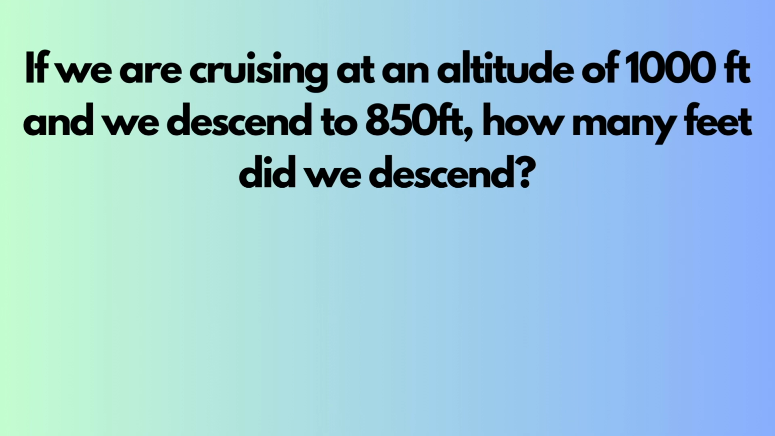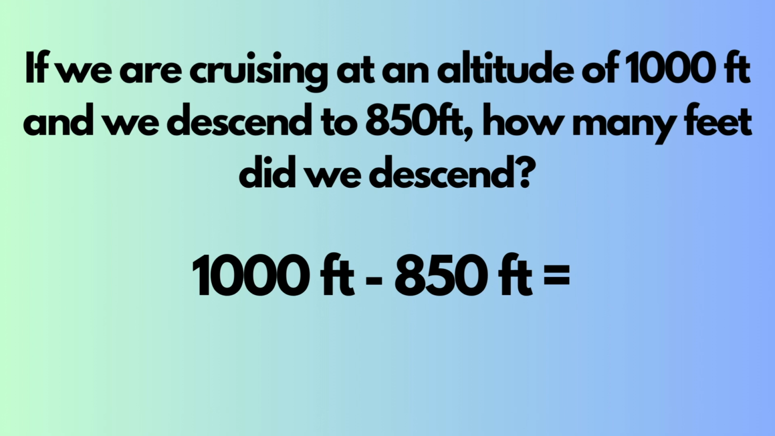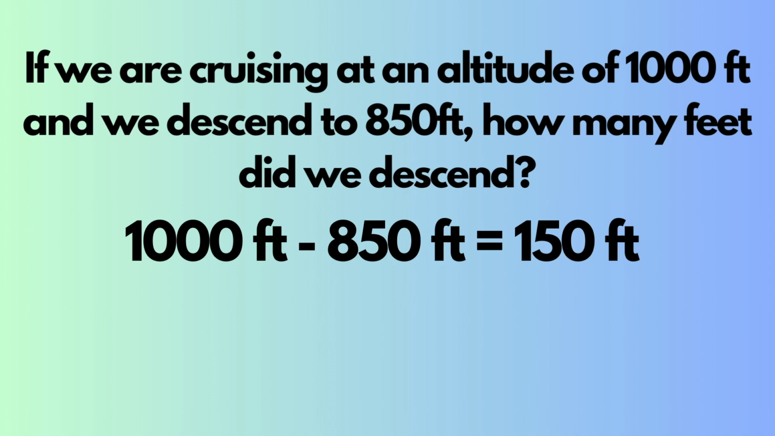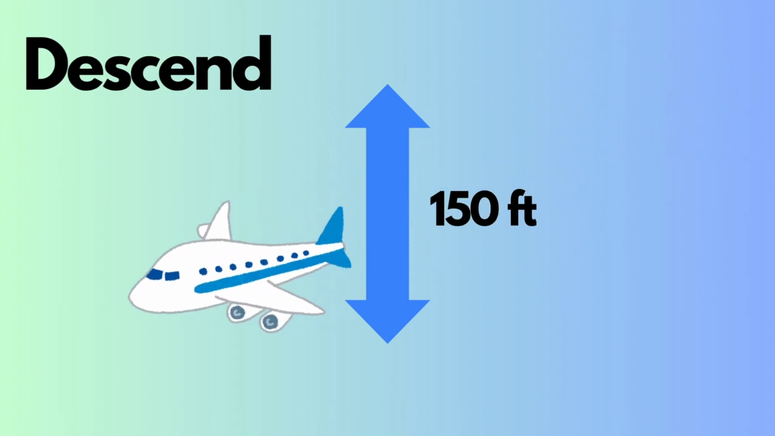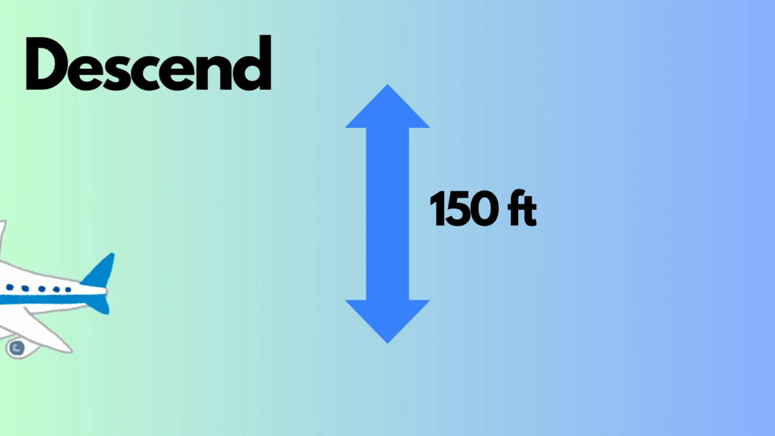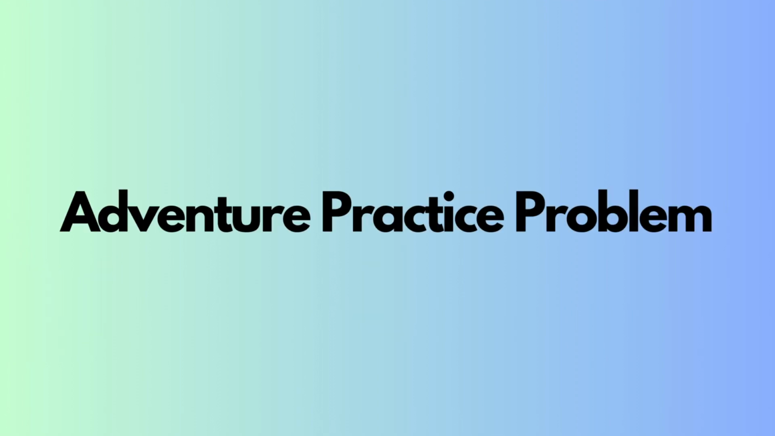If we are cruising at an altitude of 1,000 feet and we descend to 850 feet, how many feet did we descend? Let's do subtraction to see the difference. 150 feet. Let's go ahead and look at the outside of the aircraft. So we're flying at 1,000, we go down 150, and then we're cruising at 850 feet. Let's do an adventure practice problem.